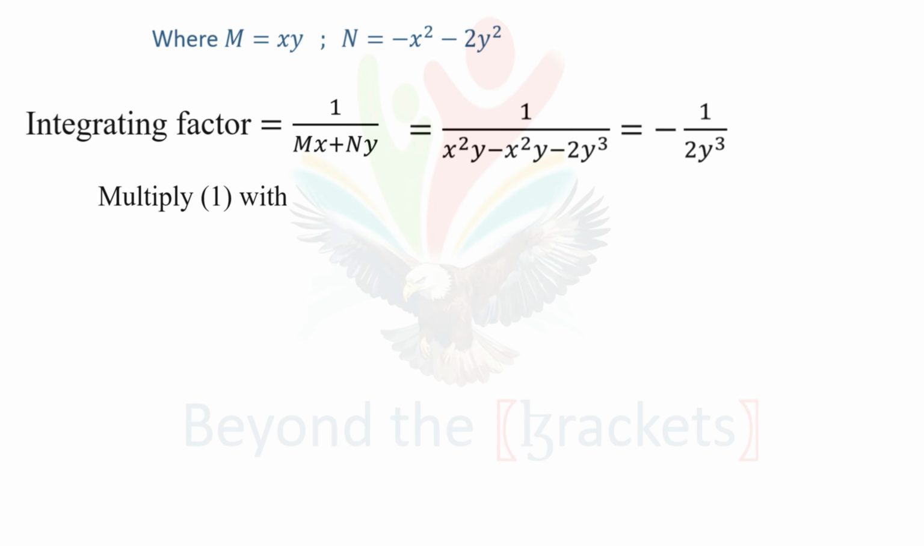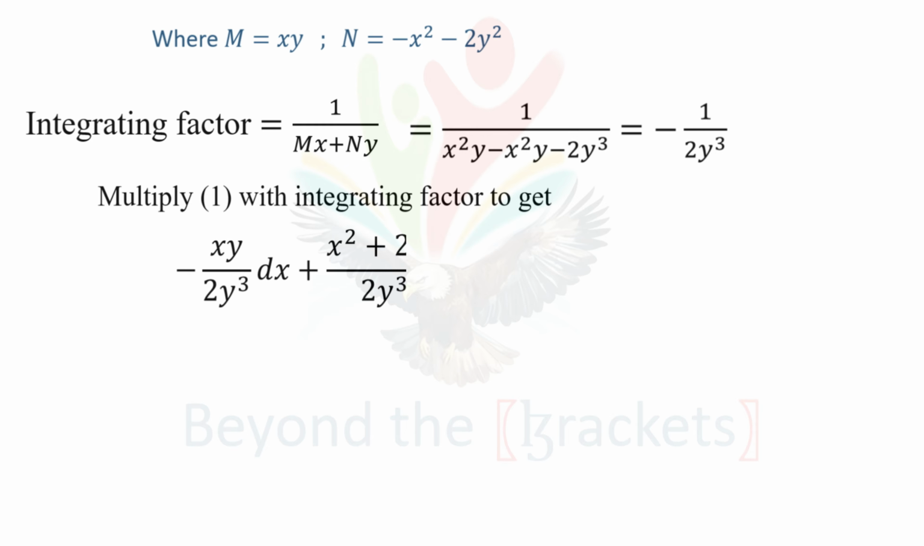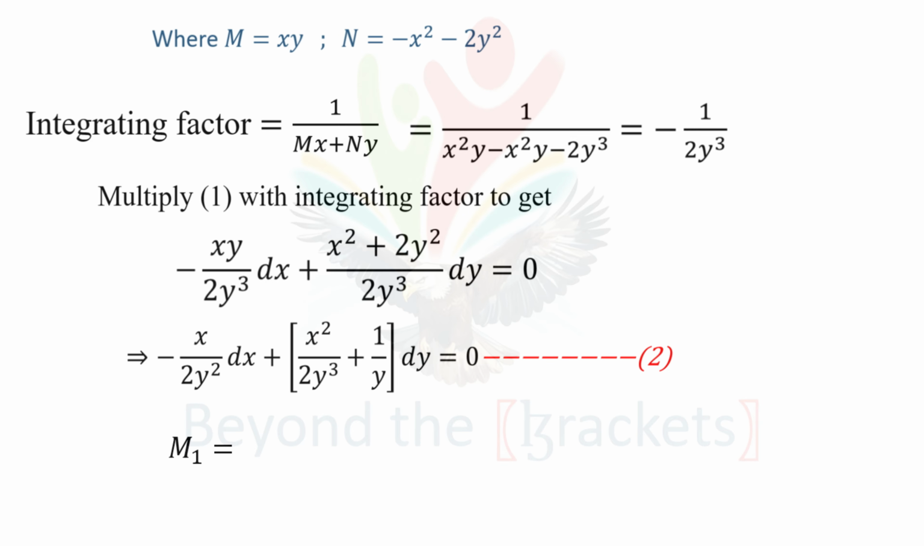Multiplying equation 1 with integrating factor, we get minus xy by 2y cube into dx plus (x square plus 2y square) by 2y cube into dy is equal to 0. Again, the new differential equation will always be exact. To verify that, new M1 will be coefficient of dx, that is minus x by 2y square. New N1 will be coefficient of dy, that will be x square by 2y cube plus 1 by y.